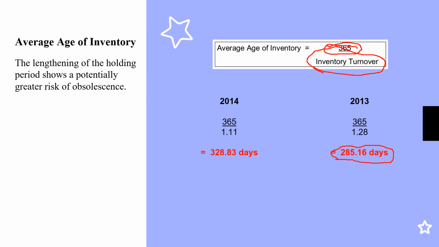Then for 2014, we have 365 over 1.11, 328.83 days naman. So, since medyo tumagal, no? Medyo tumagal yung ating conversion into sales. So, we can assume that there is a problem, or if there is a problem, we need to identify anong possible problem, bakit bumagal yung conversion ng inventory into sales. Okay, and also we need to consider and we need to pay attention to this because there is a greater risk of obsolescence for our inventories.